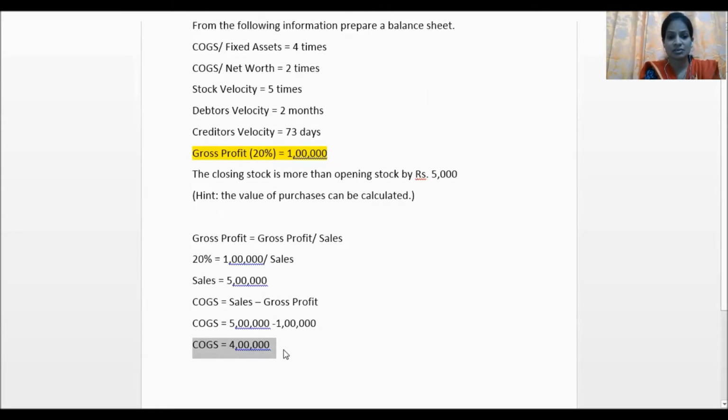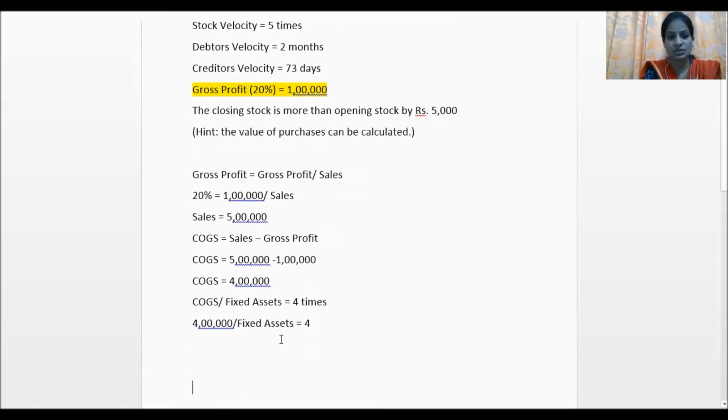Now let's try and complete that first. Now in this formula, I'm putting the information. Cost of goods sold is 4 lakh divided by fixed assets, we do not know, equals 4 times. Now we'll solve this equation. Fixed assets I'm going to transfer to this side and this 4 I'm going to transfer to this side. So 4 lakh divided by 4, that is the amount of fixed assets. Now easily you can understand fixed assets will come to 1 lakh.